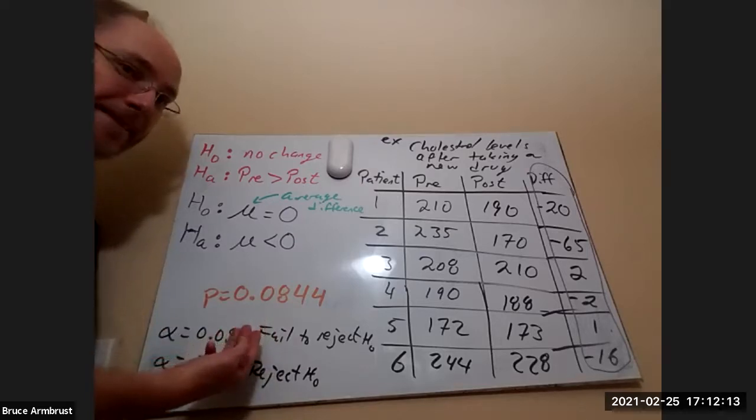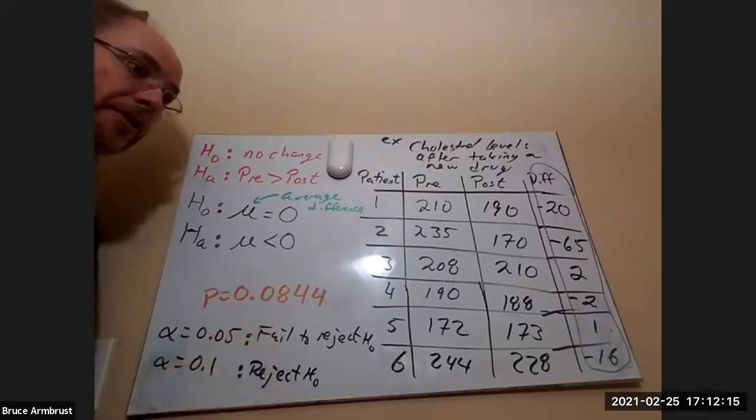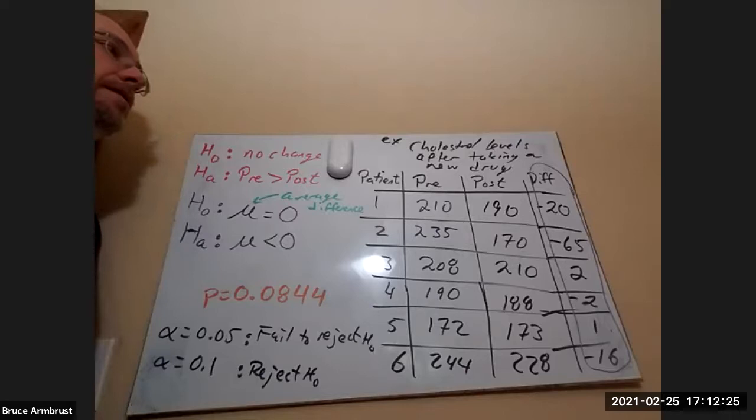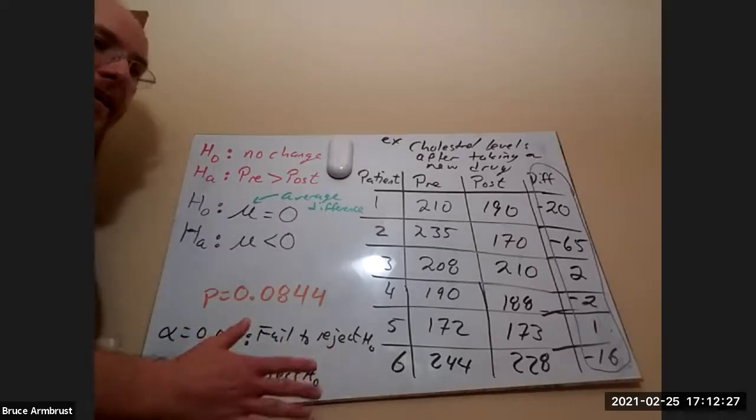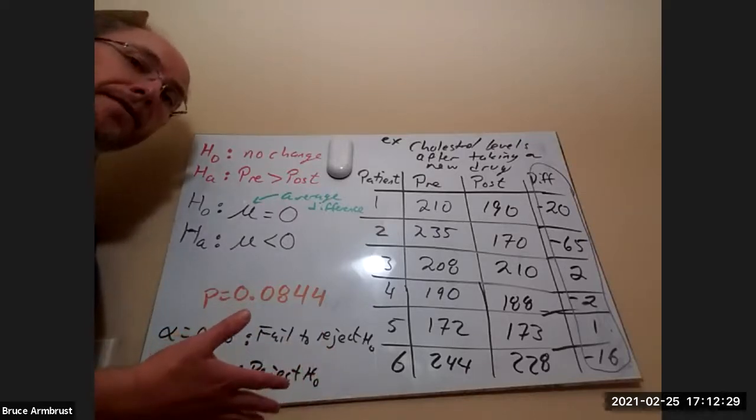Good, bad, or otherwise. So make sure you always start with an alpha. If an alpha isn't given, assume one, but make that assumption before you run the test. All right, so do you kind of see the idea with these paired tests, what we do?